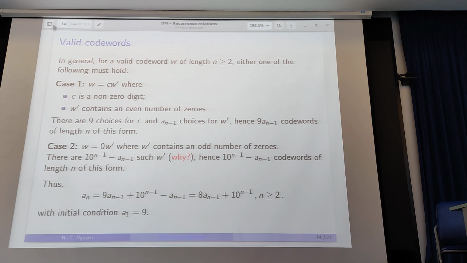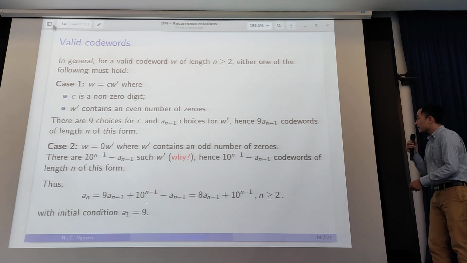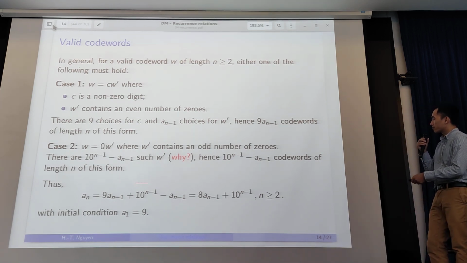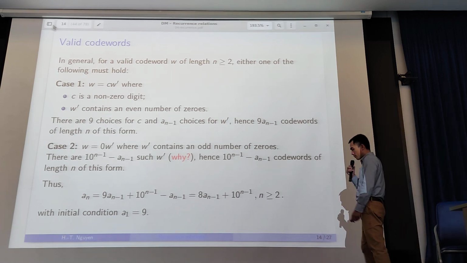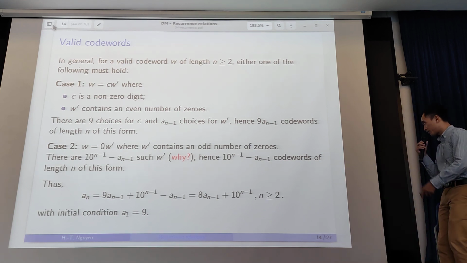Okay? And our initial condition, of course, we need an initial condition in order to determine our sequence. So the initial condition here is easily calculated by listing all the code words of length 1. So you have A1 equal to 9. So this is the recurrence relation for the number of code words of length n. Okay? So that is how you establish it. So you can practice this in the tutorial class.